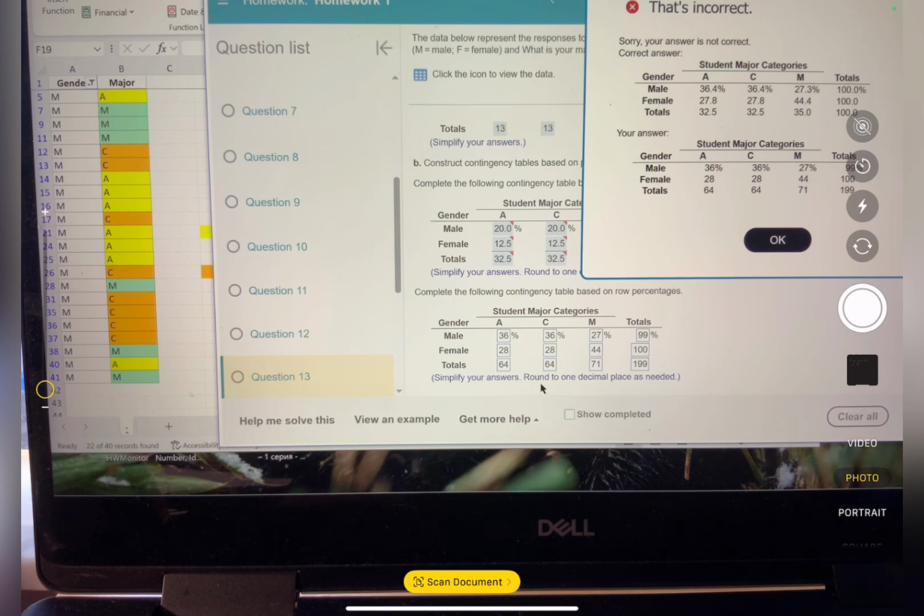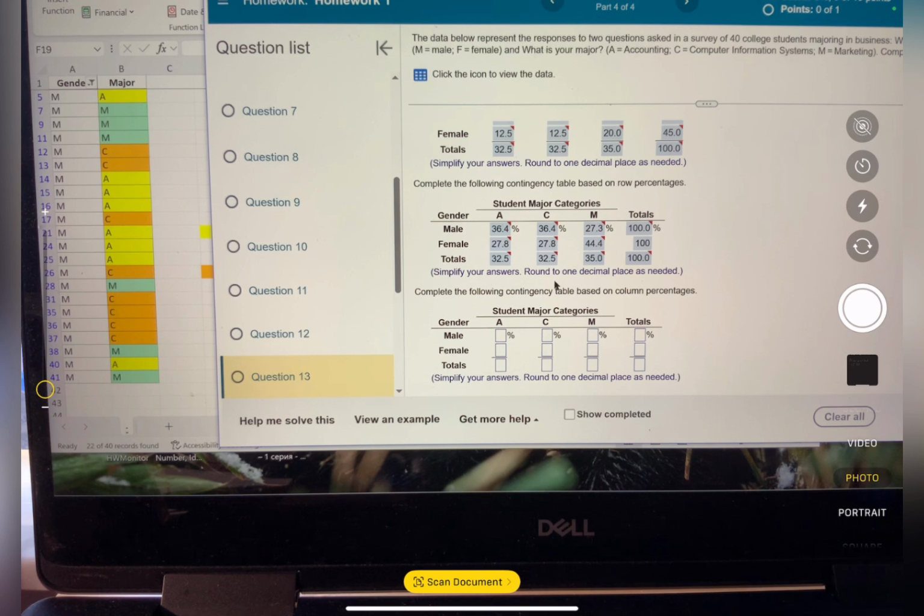Yeah, they say here round to 1 decimal place. So we need to read carefully. If we round to 1 decimal place, yes, we would get 100. That's why I was saying 99 is wrong. It can't accept 99. So if I put the decimals, then I would get 100%. You understand, right? So read this 1 decimal. You have to round to 1 decimal so as not to get anything wrong. Now here we will do it to 1 decimal.